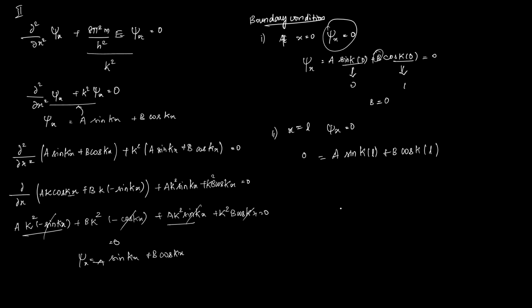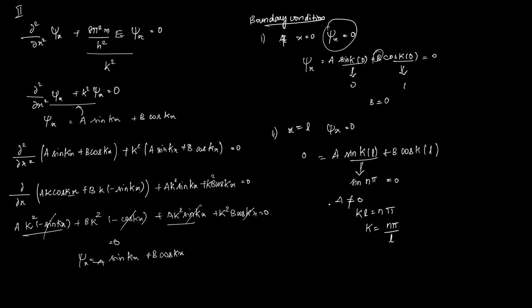Why do I say that? Since your sin kl is going to be equal to sin n pi. So sin n pi is going to be equal to 0. Correct? So there is no need for the a value to be 0. So we can say like this: your kl value is going to be equal to n pi. So your k value is going to be equal to n pi by l. Okay? So this is how we get your equation.